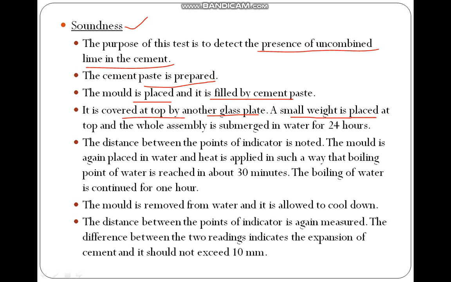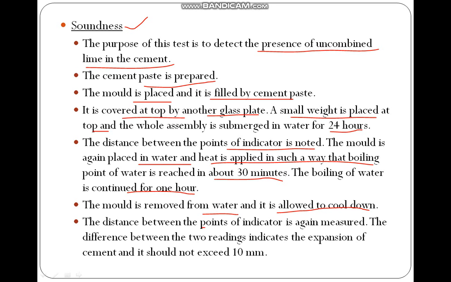A small weight is placed at the top and the whole assembly is submerged in water for 24 hours. The distance between the points of the indicator is noted. The mold is again placed in the water and heat is applied in such a way that the boiling point of water is reached in about 30 minutes. The boiling point of water is maintained for 1 hour. And the mold is again removed from the water and then allowed to cool down.